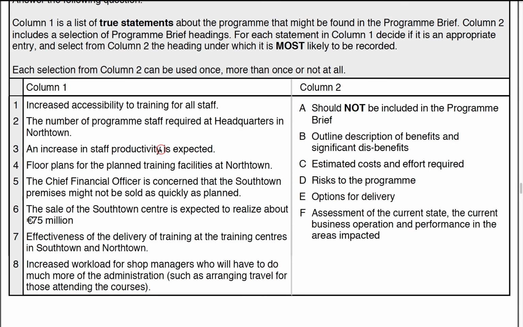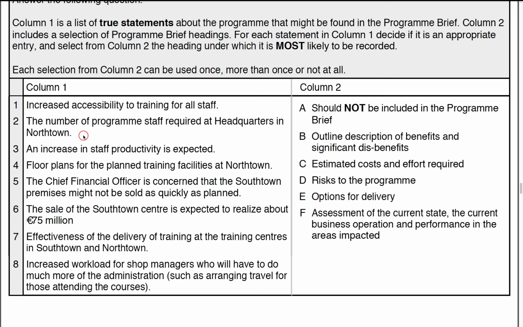And as you note, there are 8 statements in column 1 and only 6 in column 2. So this supports the fact and confirms once, more than once, or not at all. So let's look at the answer, the statements here. Increase accessibility to training for all staff. Right. So this is an expected benefit, right, that we're looking for an overall, and which will be therefore included in the outline description of the benefits and any significant disbenefits. Well, this is obviously a benefit. So this would be recorded under the section of B.